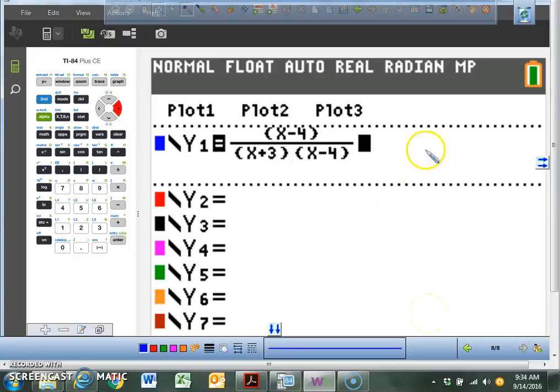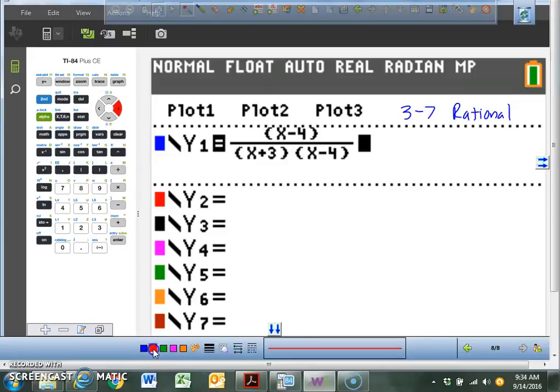Yesterday we dealt with 3-7, rational functions. We talked about two things: how to find vertical asymptotes and how to find a hole. Here's a function right here. How do we know the difference between a hole in the graph and a vertical asymptote?